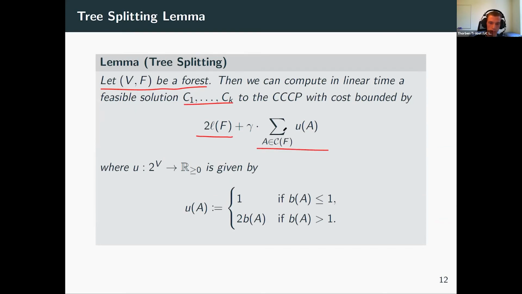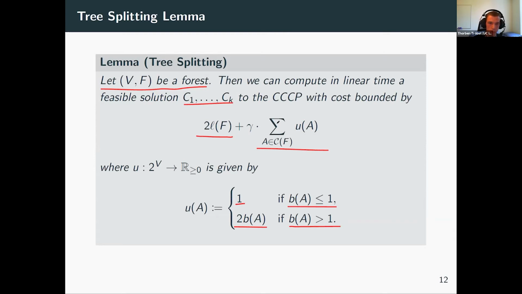So this bound is we sum over all connected components of F. So this C of F are the connected components. And we take this U of A, this upper bound on this component. And this is an upper bound on the number of Steiner trees or cycles which we create through this tree splitting. And the upper bound is that if this component is already small, meaning that the total demand served is already at most 1, then clearly we don't need to run this tree splitting at all. And so the number of components will be 1. However, if the component is large, so the total demand is bigger than 1, then we will use this tree splitting, and using the fact that the average demand of every cycle is at least 1/2, we get that we'll use at most twice the demand many components.